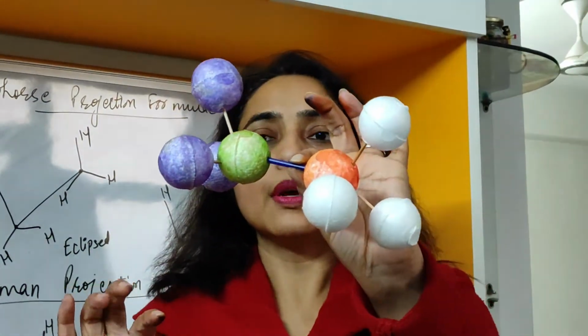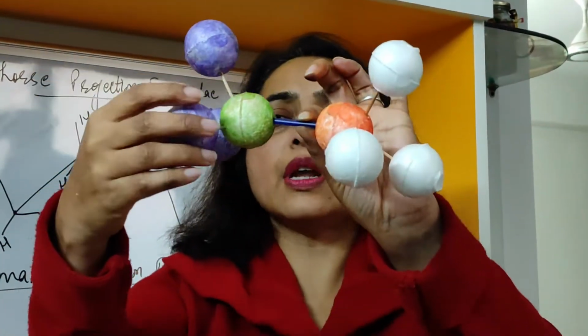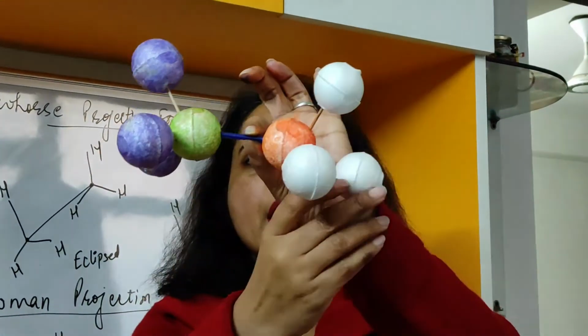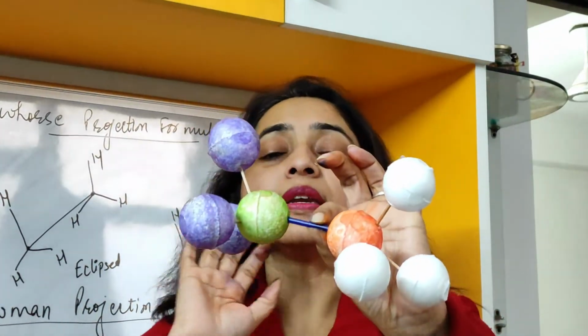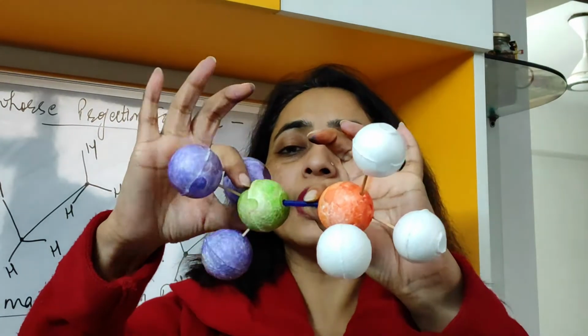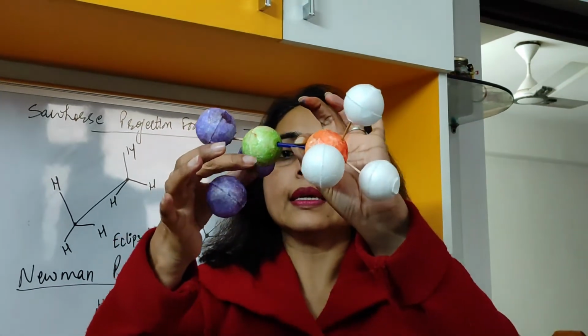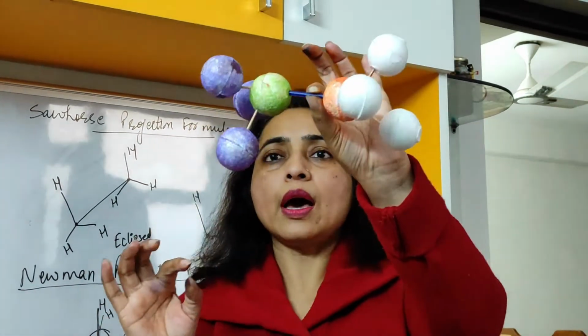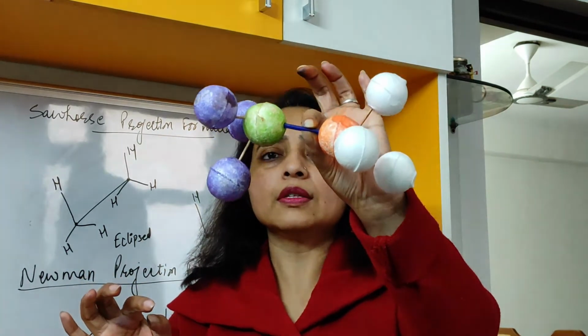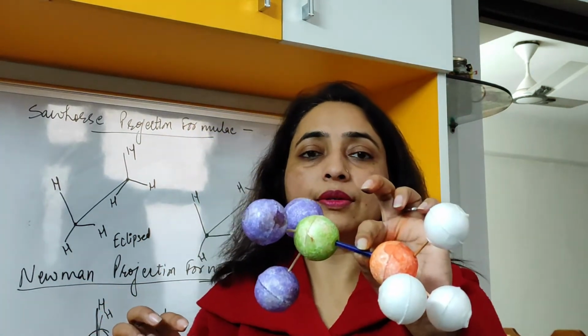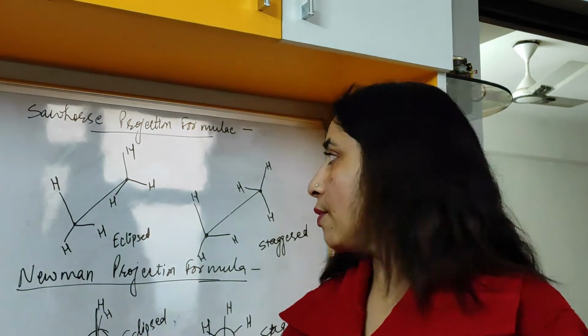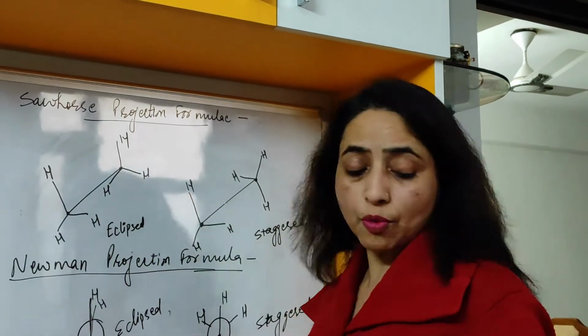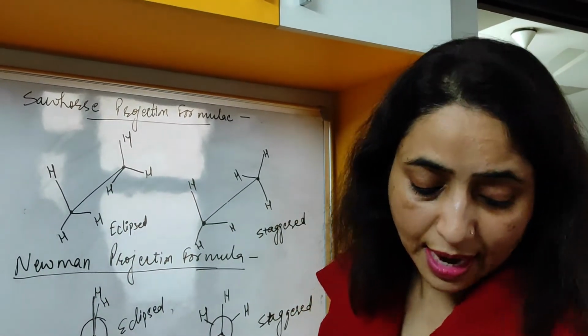This is eclipsed because hydrogen, hydrogen, hydrogen, hydrogen, hydrogen, hydrogen, so they are all in alignment. Now I am rotating it by 180 degrees. You just see how the arrangement is going to be. This is what? This is staggered. So that is how we can have two extreme conformations, eclipsed and staggered.